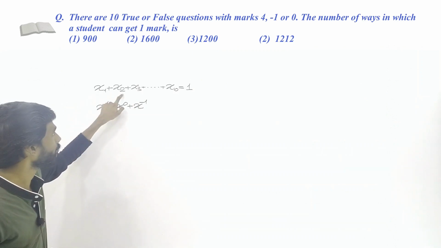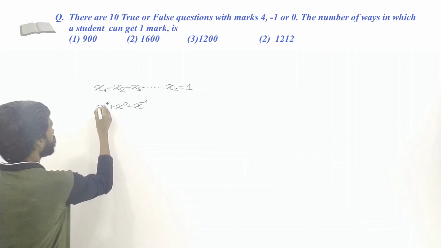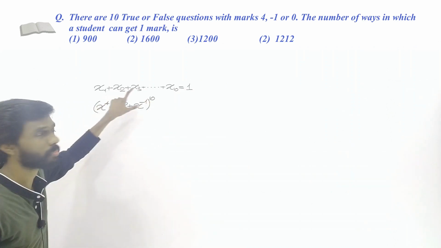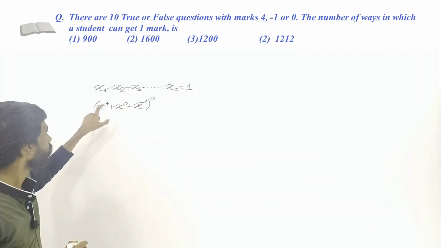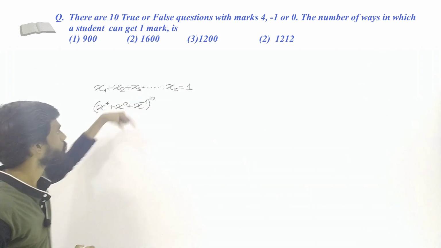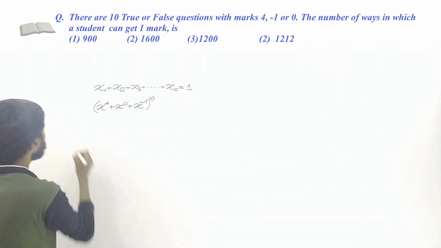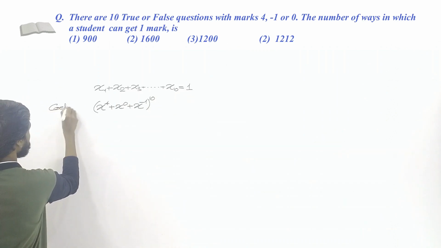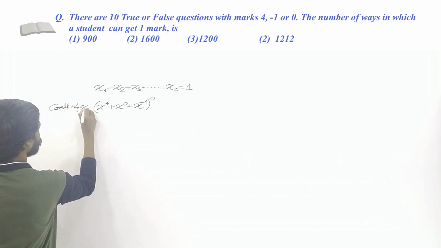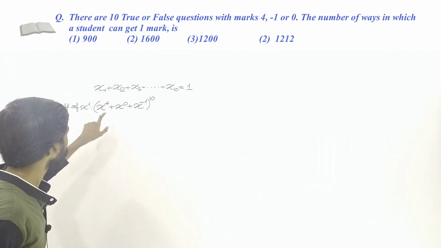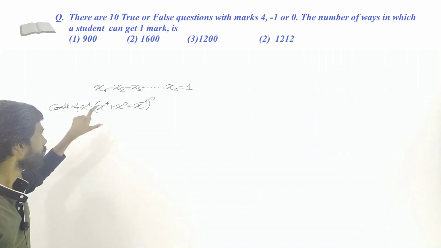Alright. Similarly for x2, same expression. So this whole expression to the power 10, because for all the variables the possible values are 4, 0 and minus 1. From this we want to find the total value 1, which means the coefficient of x to the power 1 in this expansion. That is what our answer is, right? So now let us find the coefficient of x to the power 1 from this expansion.